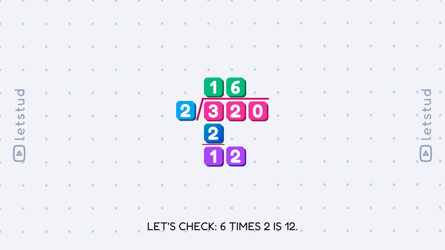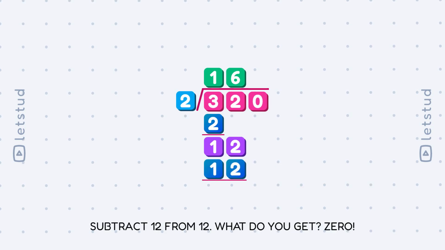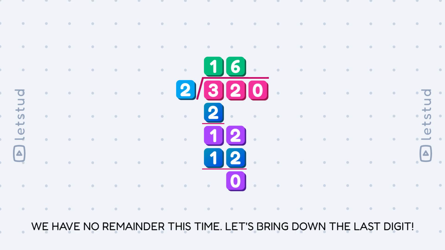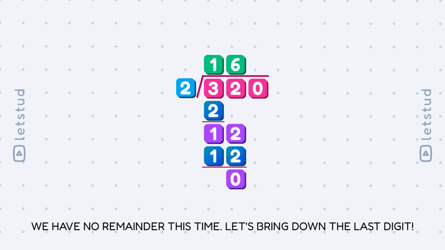6 times 2 is 12. Subtract 12 from 12. What do you get? 0. Fantastic, you're crushing it. We have no remainder this time. Let's bring down the last digit.